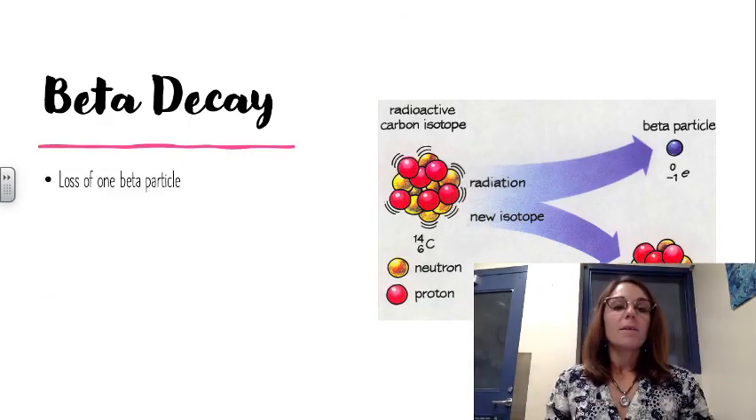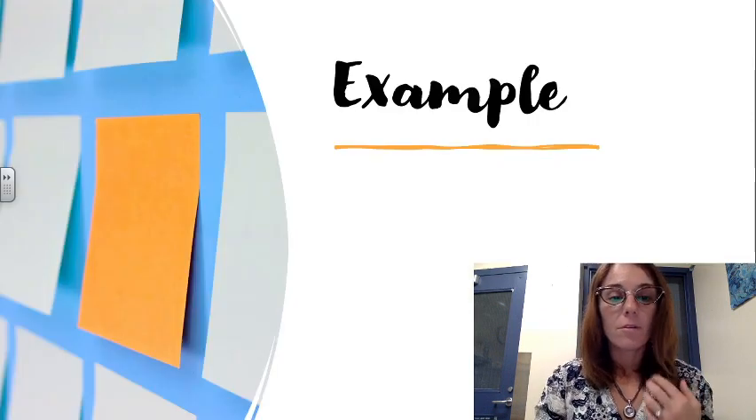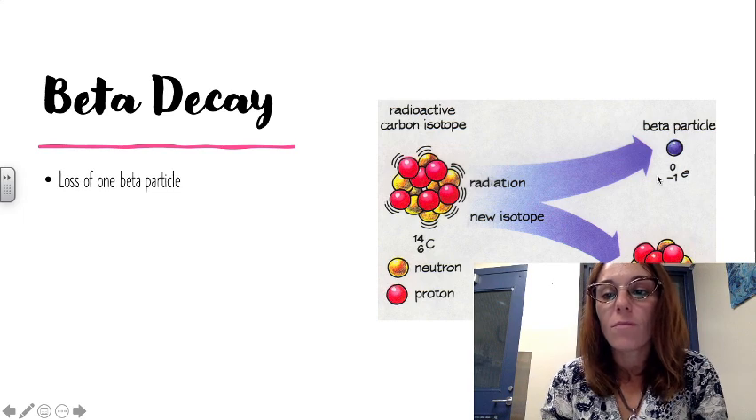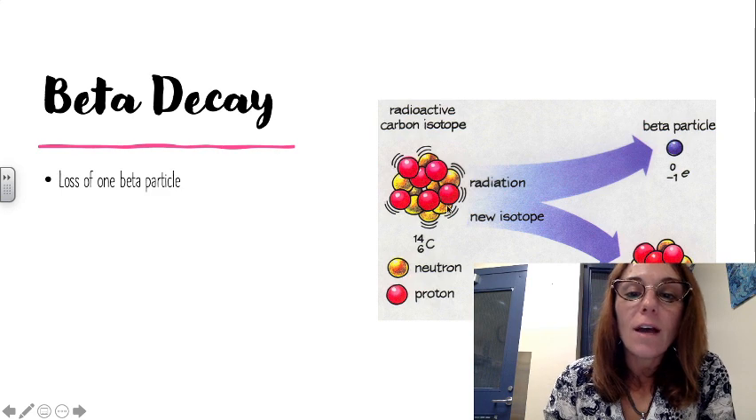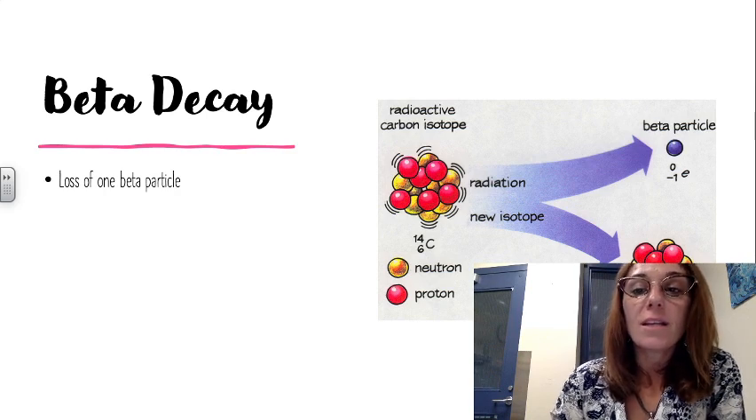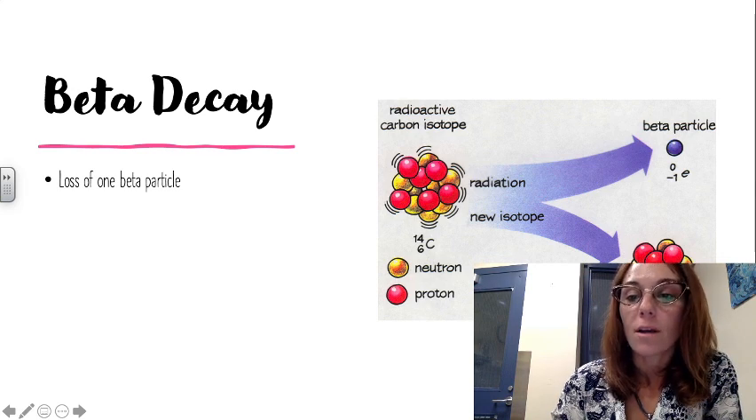Okay, next one is a beta decay. In a beta decay, we are losing a beta particle. So a beta particle is the 0, -1 with either an E for an electron or B for the beta. Here I have an isotope of carbon, has a mass of 14 and an atomic number of 6. So this is carbon-14. When carbon-14 goes through a beta decay, one of the products is the beta particle, and then whatever's left over is going to be my other product.